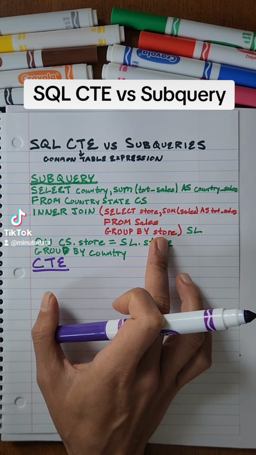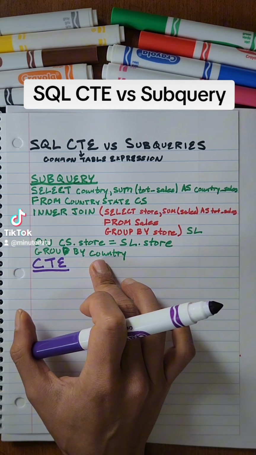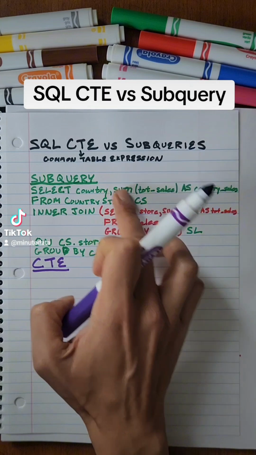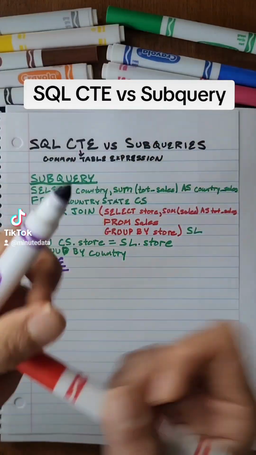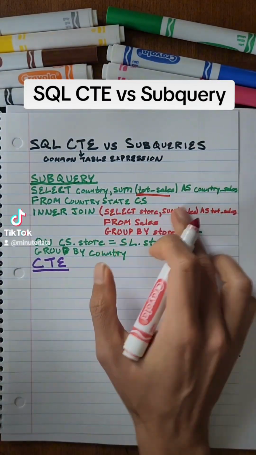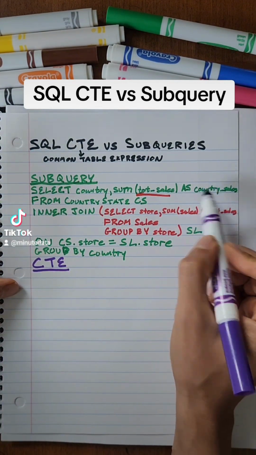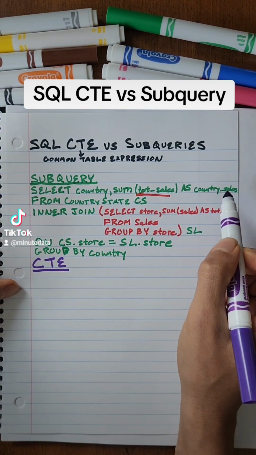Now, what result are we interested in? In this example, we're interested in country as well as sales by country. So we're going to select country. We're going to sum total sales, and total sales is coming from that subquery here. And we're going to group by country. Hence, the sales data that we come out with is going to be country level sales.